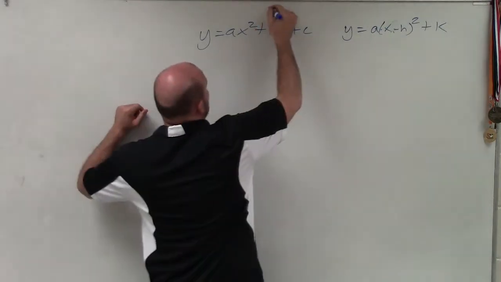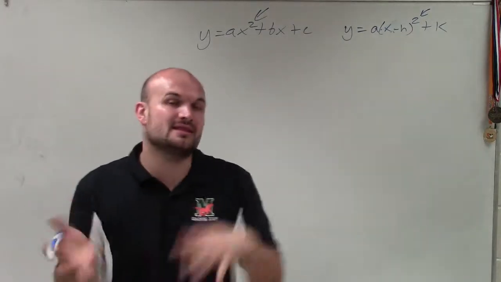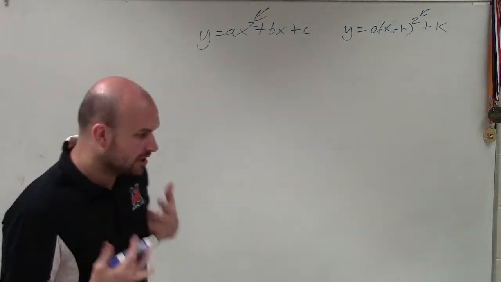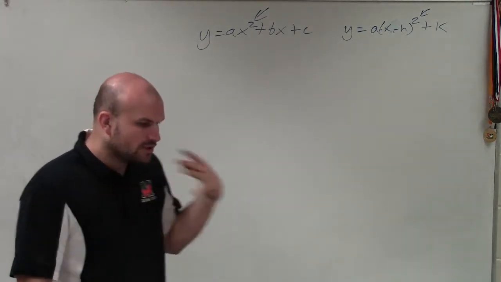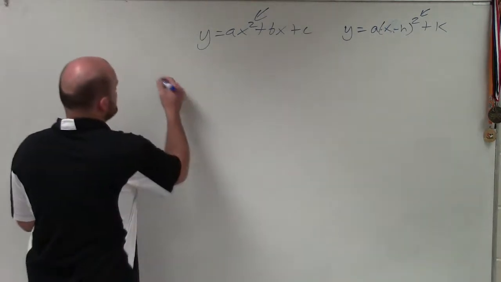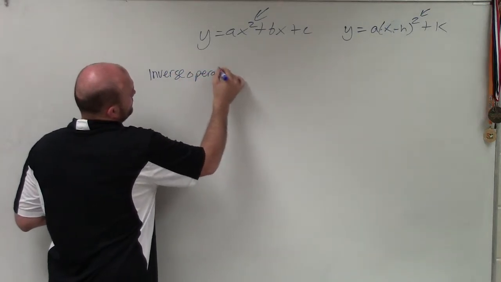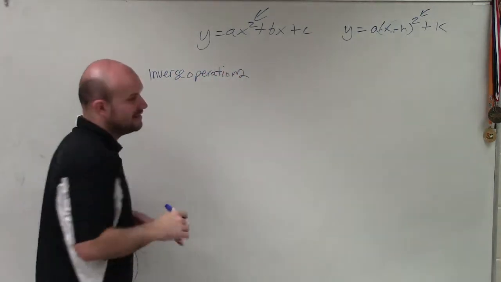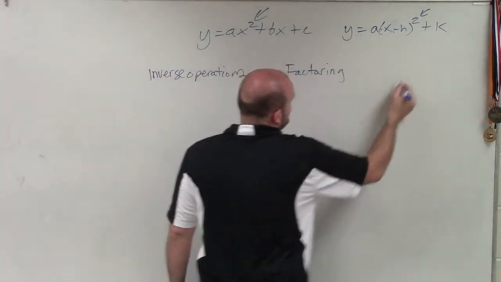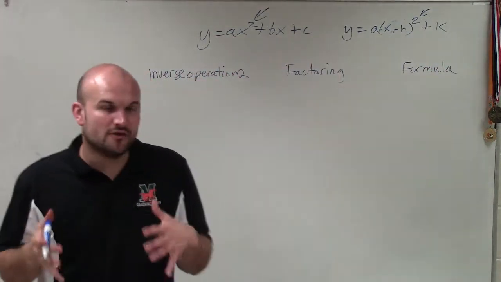And the main important thing that tells us they're quadratics is you can see my x is going to be squared. Rather than linear equations where my x had a power of 1, now my x has a power of 2. So when we're looking into solving, there's a couple different ways that we look at it. The first way is what we call our inverse operations. The next way is our factoring. And the last one is our formula. So depending on the form.